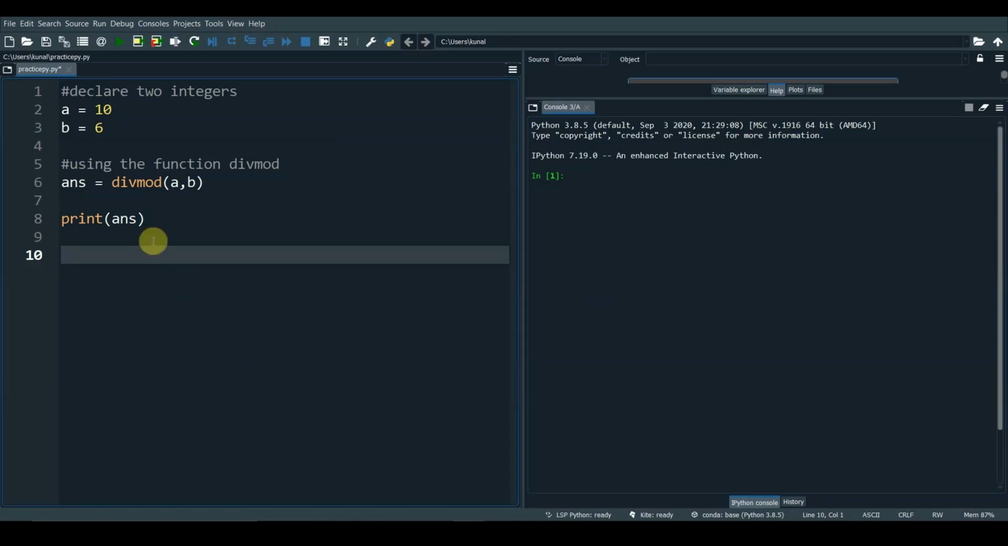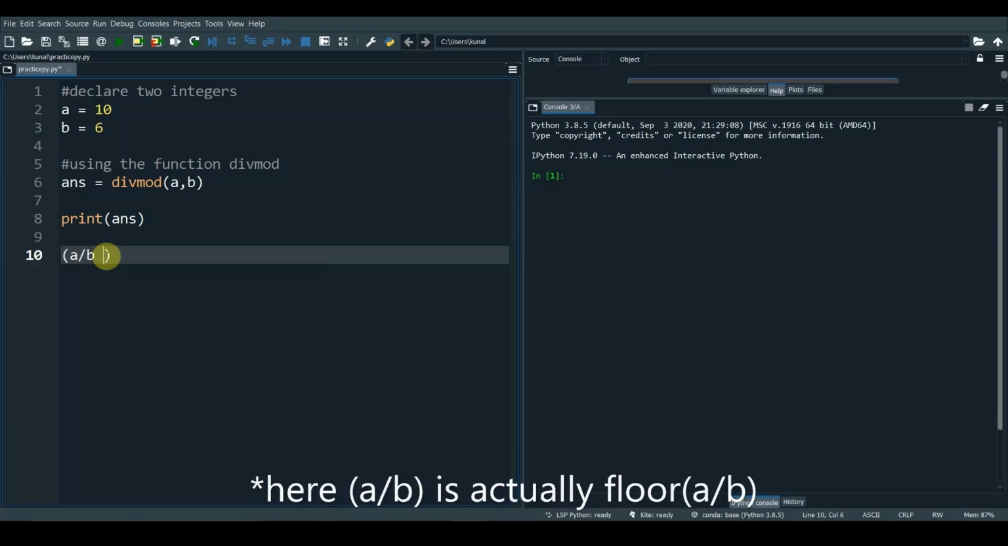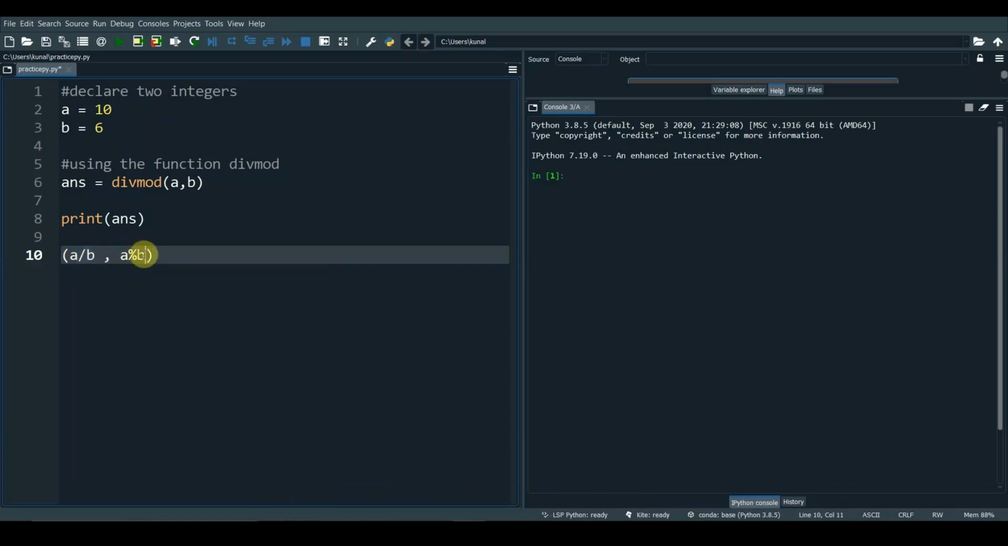Okay, so for those of you who were not able to guess the output or who just don't know what divmod is, I'll try to tell you what divmod is. So what divmod does is it takes two inputs, as you can see here, A and B, and it returns a tuple which contains A divided by B and A modulo B, which is basically quotient and remainder. Now you guys try to guess the output.